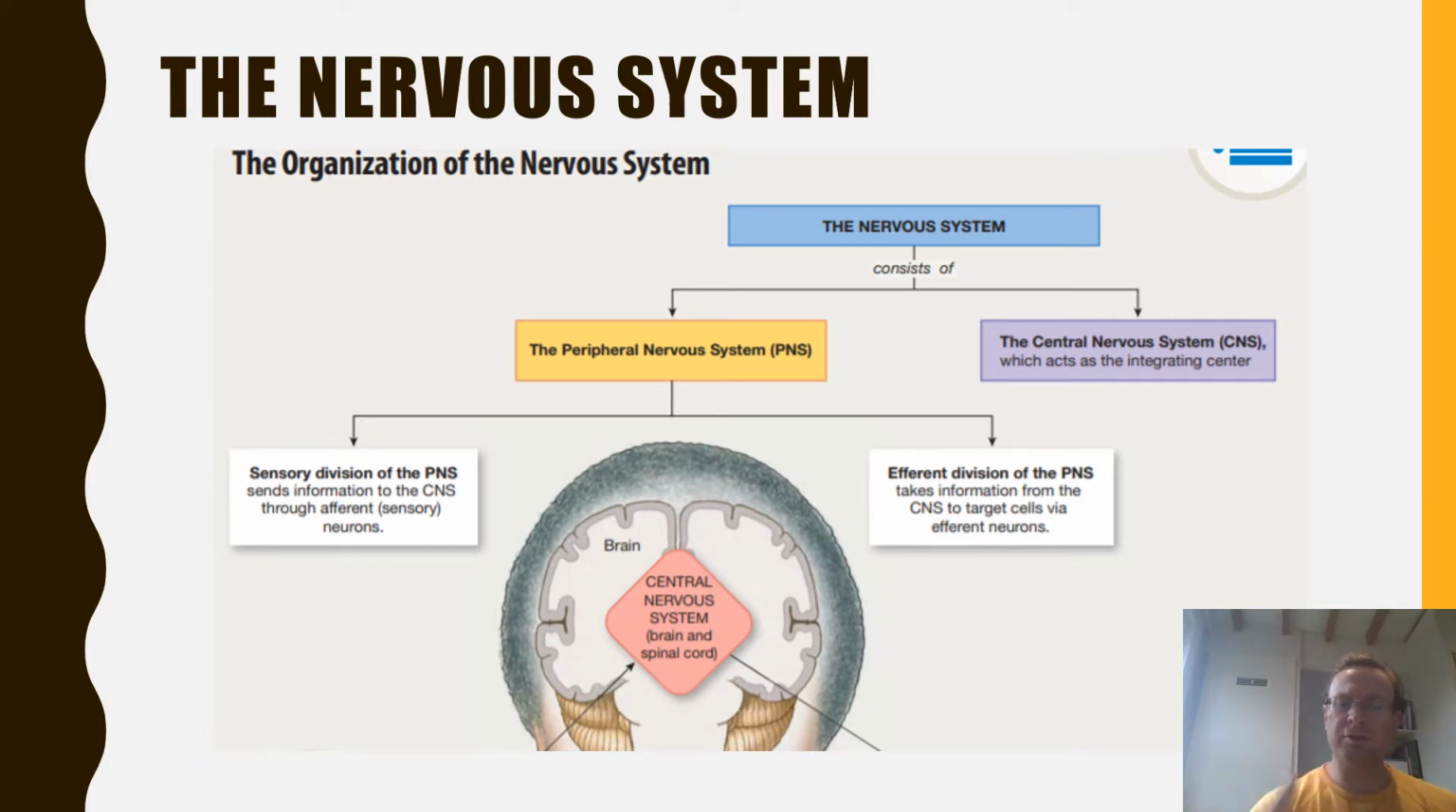So that's the broad overview. The nervous system is made up of the central nervous system and the peripheral nervous system. Essentially that peripheral nervous system takes information from the body and brings it in towards the brain. But it also takes messages and signals from that central nervous system and delivers them to those target tissues throughout the rest of the body.